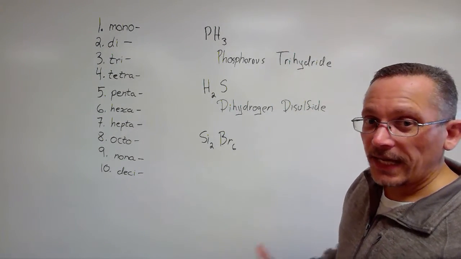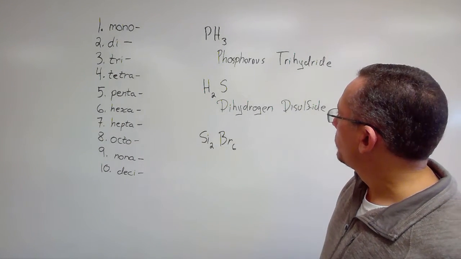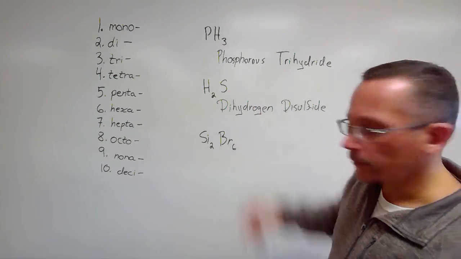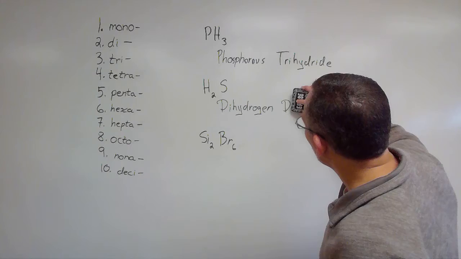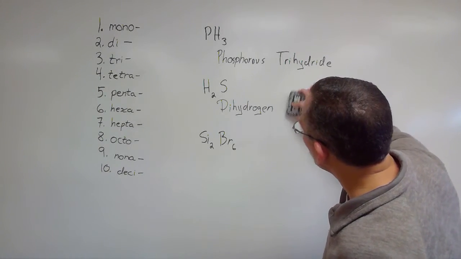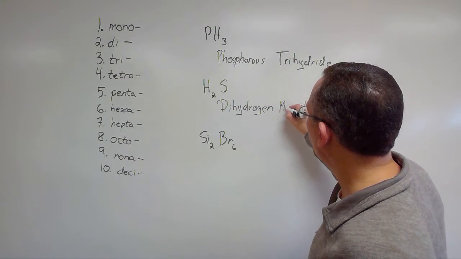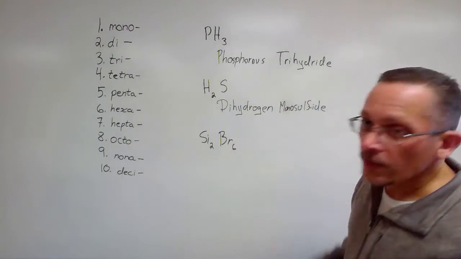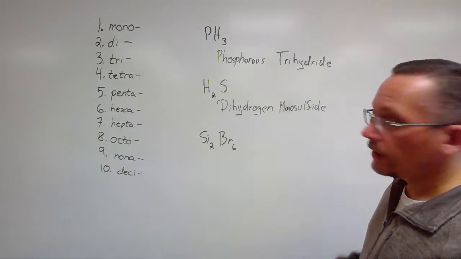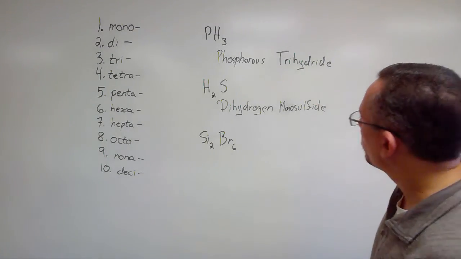So that one is called dihydrogen. Oh yeah, I'm sorry, there's only 1 sulfur. So we'll call it monosulfide. So that one we'll call dihydrogen monosulfide.